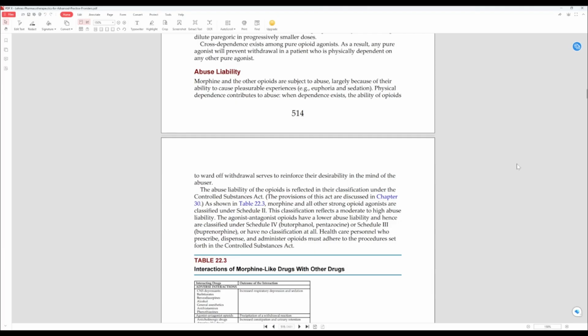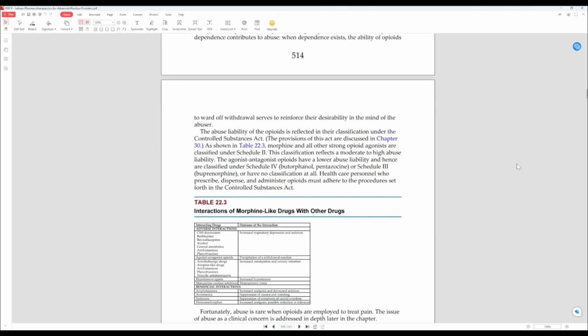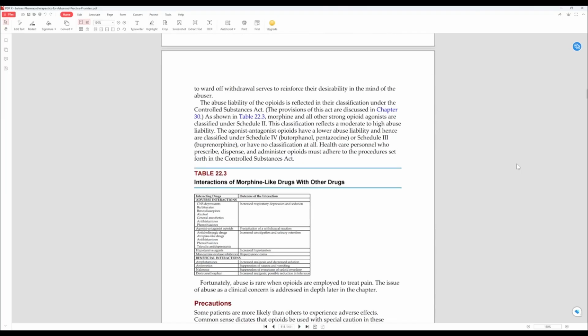When dependence does exist, the ability of opioids to ward off withdrawal serves to reinforce their desirability in the mind of the abuser. The abuse liability of the opioid is reflected in their classification under the Controlled Substance Act. As shown here in the following table, morphine and all other strong opioid agonists are classified under Schedule II. This classification reflects a moderate to high abuse liability.